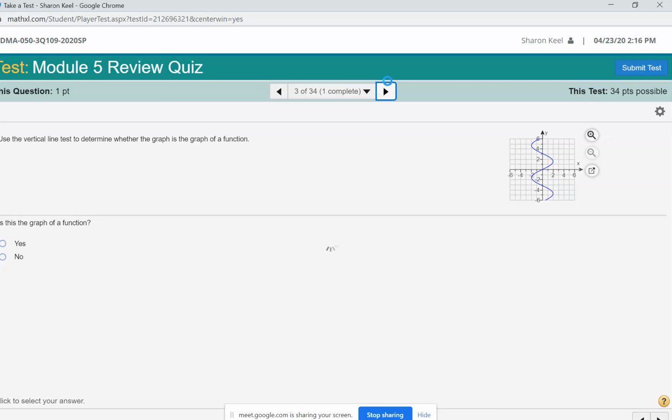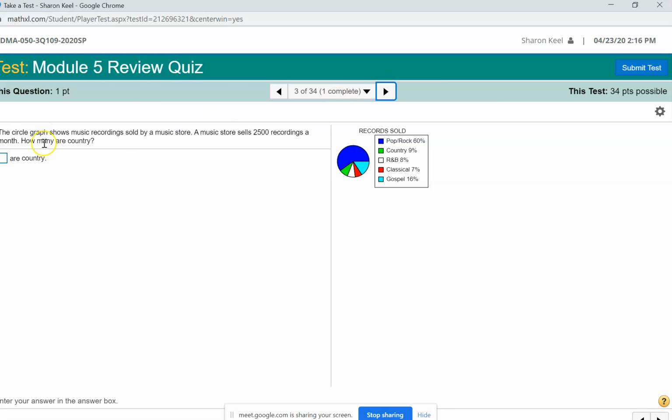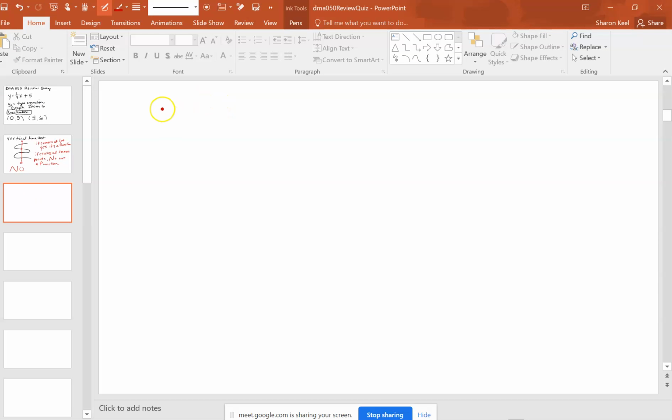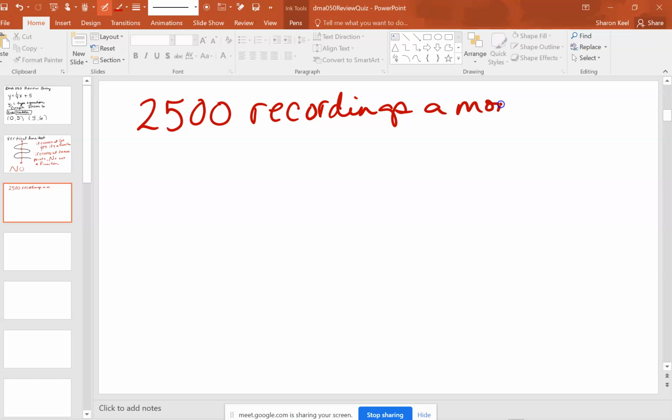The circle graph shows music recordings sold by a music store. A music store sells 2,500 recordings a month. How many are country? Okay, so for this one, we have a pie chart. We have 2,500 recordings a month, and we want to know how many are country.